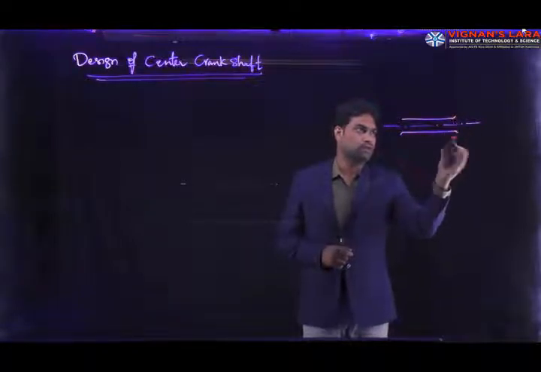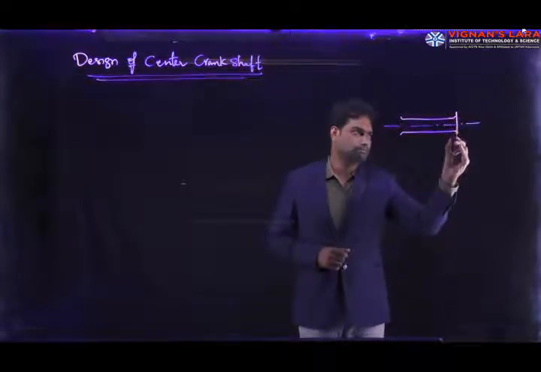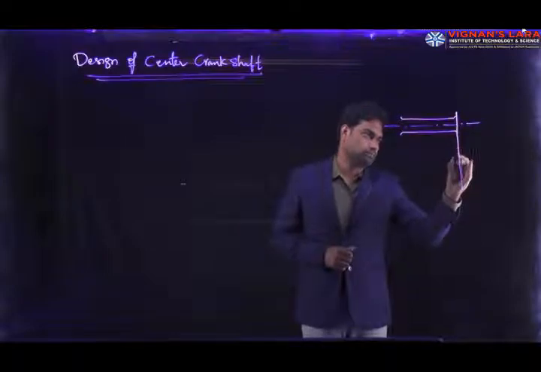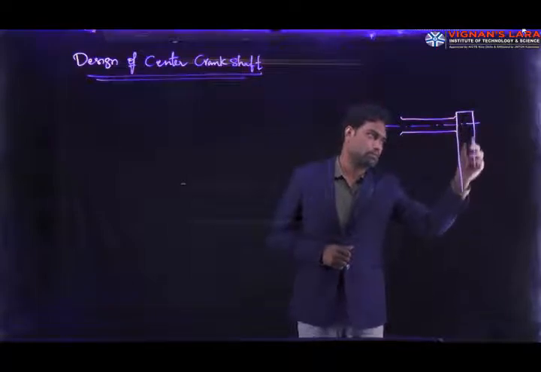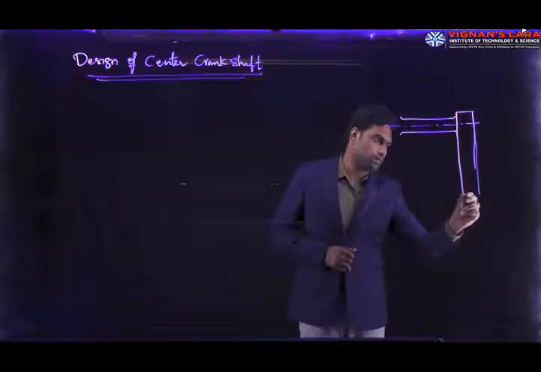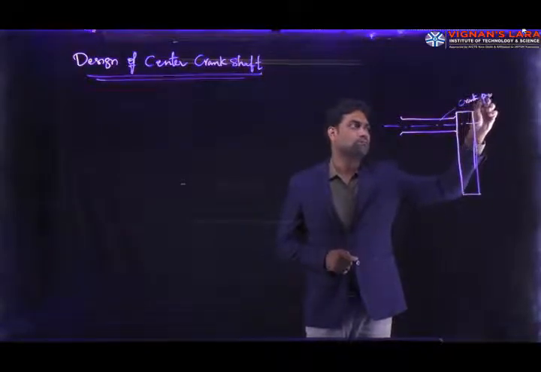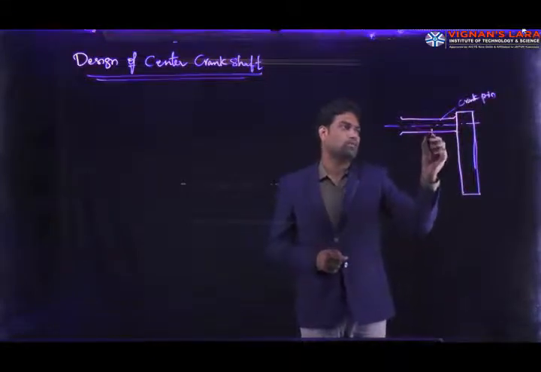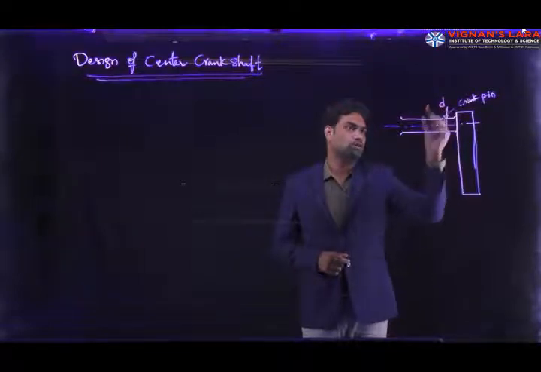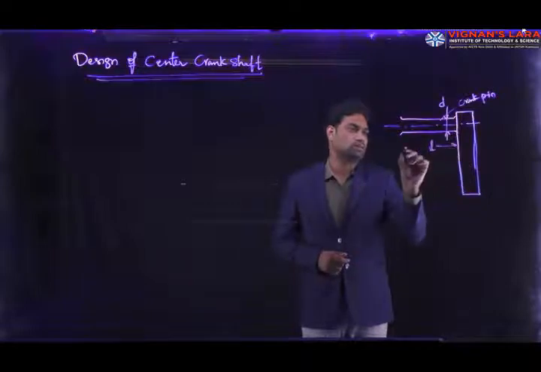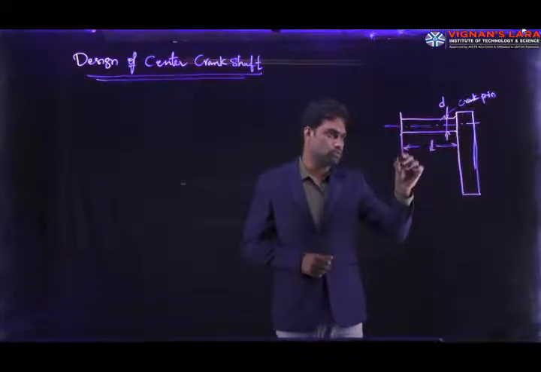This crank pin is supported by two webs in this case. This is one web. I can take this as the crank pin with diameter small d, and the length of it is denoted by L, and it is supported by two webs, that is, on both sides of the pin.